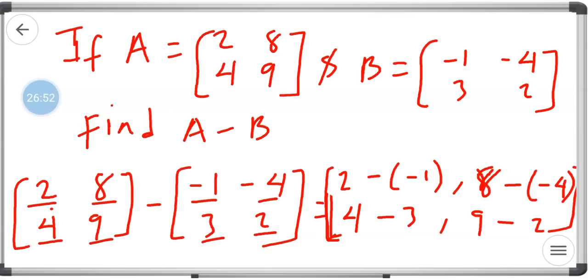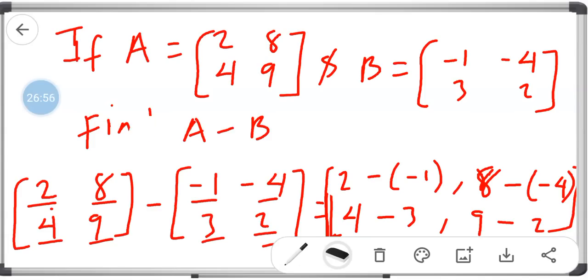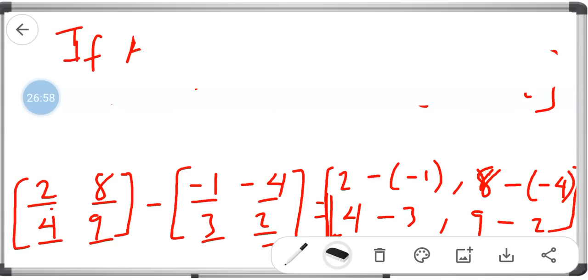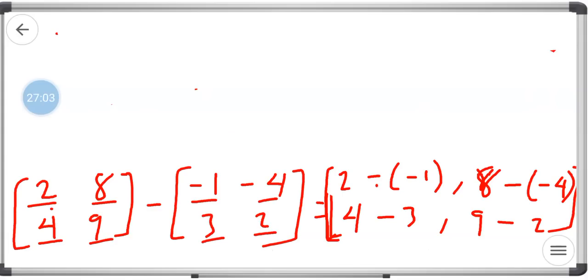Here is 2. From here, let's simplify further. Now we have 2 minus minus, that's 2 minus and minus, that's plus. So that's 2 plus 1, that's 3. Then the next one, we have minus and minus as well, that's plus. So that is 8 plus 4, that's 12.